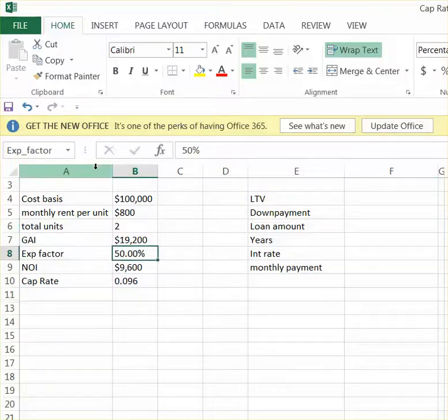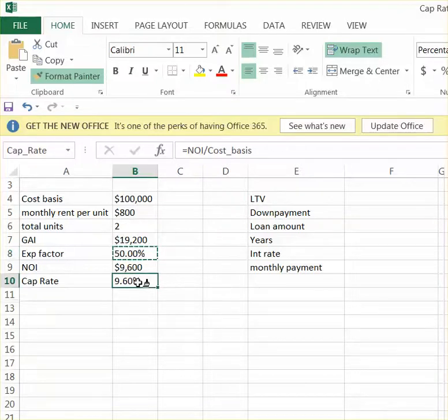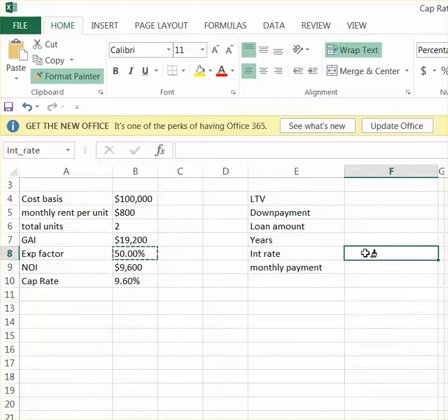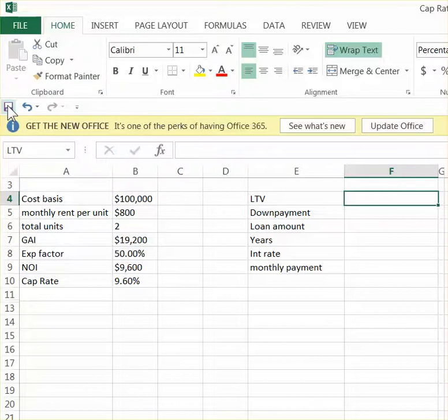I'm going to grab this format, paint it onto my brush, all right, see? That stayed green because I double clicked. Now I've got a brush. So everything that is a percent, cap rate, I'm going to turn that into a percent. Interest rate, I'm going to be using that a little bit later. Loan to value, that's a percent. All right, that's pretty good. I can make that paintbrush go away by hitting the escape key or by clicking save.